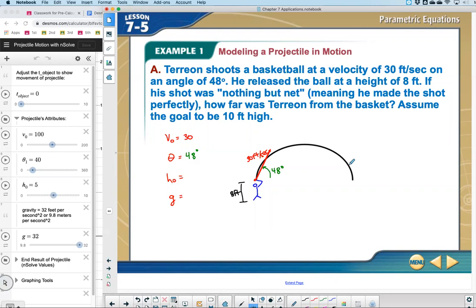If you don't know, a basketball goal happens to be 10 feet tall, so I need to be a little bit higher here. And so here's the basketball goal, and he's going to swish this shot, and the basketball goal has to be 10 feet high.